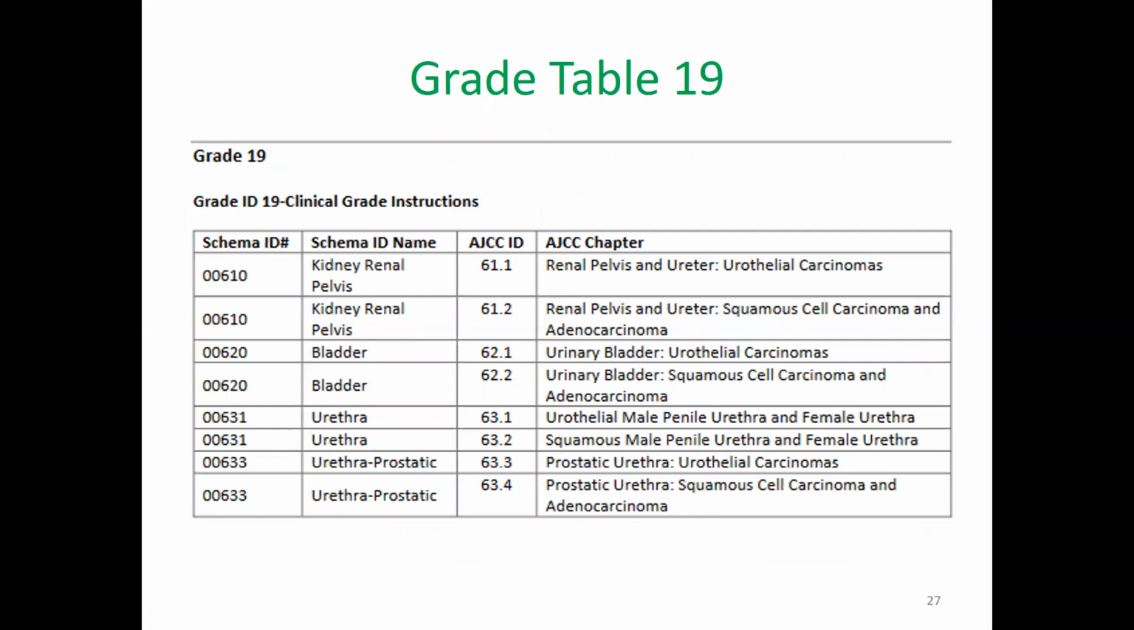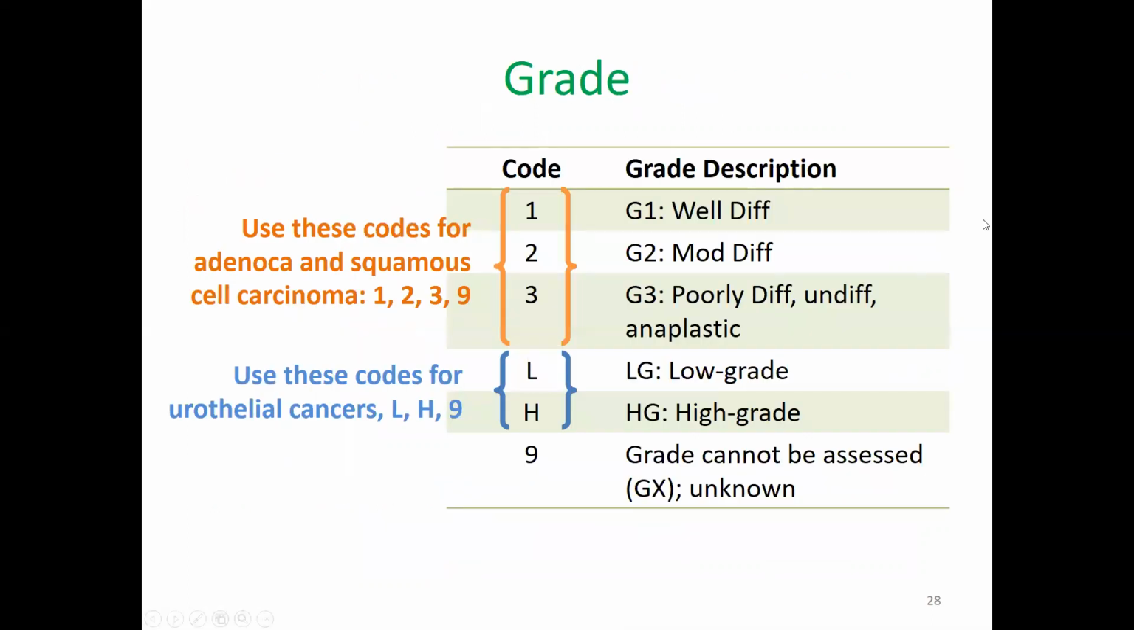Grade table 19 applies to all of these primary sites. And as you know, your software will pull up the correct grade table. There are some notes for grade for these sites. Note 3, the priority order for codes for urothelial cancers. Use codes L, H, and 9 listed here in the blue. If all you have is a grade or a G1 through 3, then your grade would be 9.